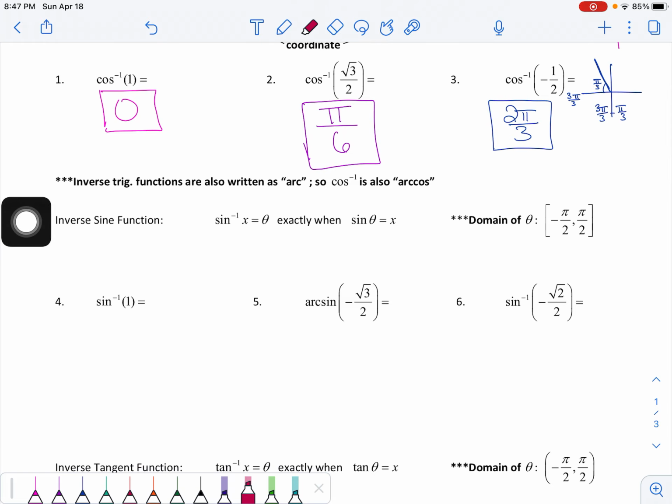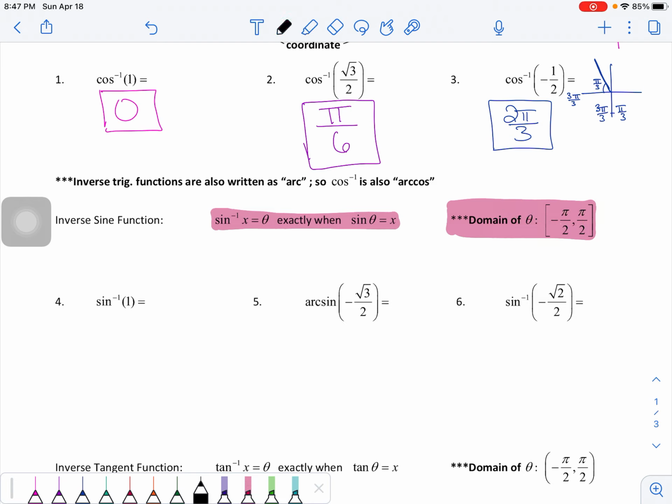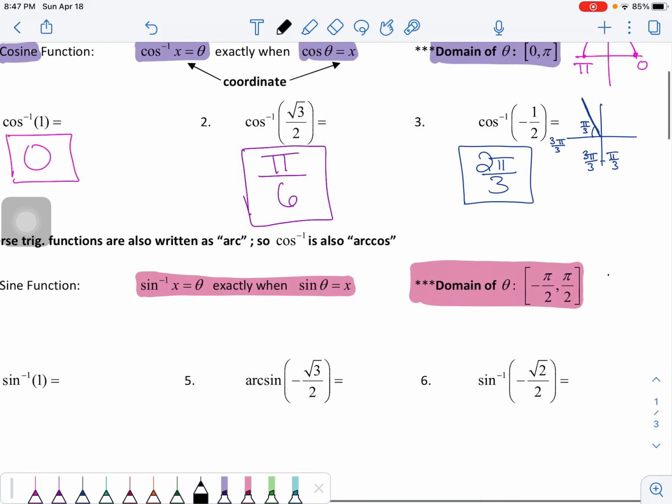All right, inverse sine function. We've got the same exact setup here, right? It's the same idea in terms of how these inverse functions are going to work. The domain, however, is different. The domain for sine is very different than the domain for cosine. So the domain for sine is your first and fourth quadrants.